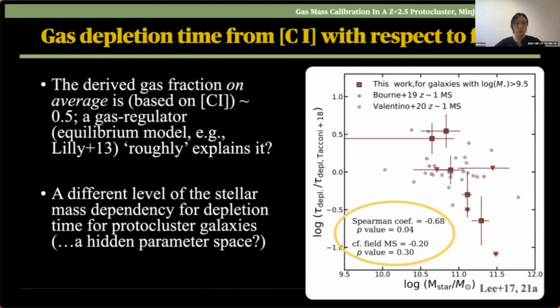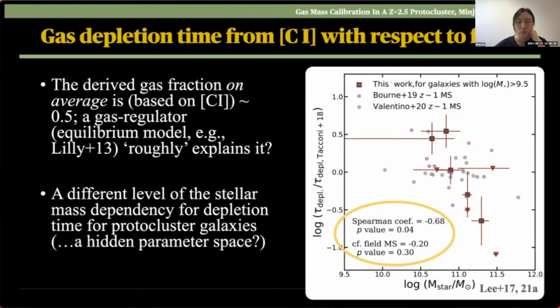So given that we are relatively confident in the gas measurement for these star-forming main sequence galaxies using [CI], we derive the gas fraction again, and we confirm the measurement in the previous observation, giving 1.5, which is consistent with the field galaxies.